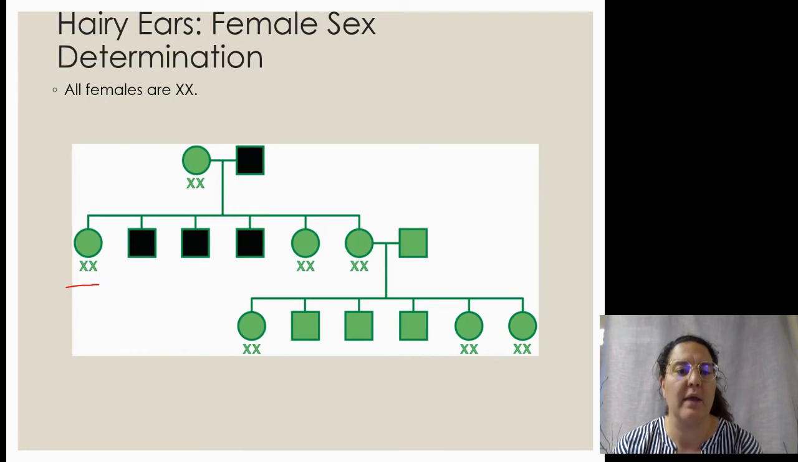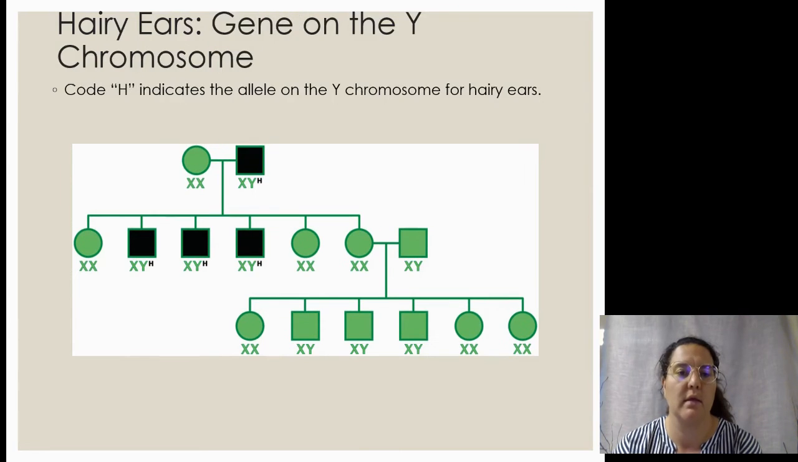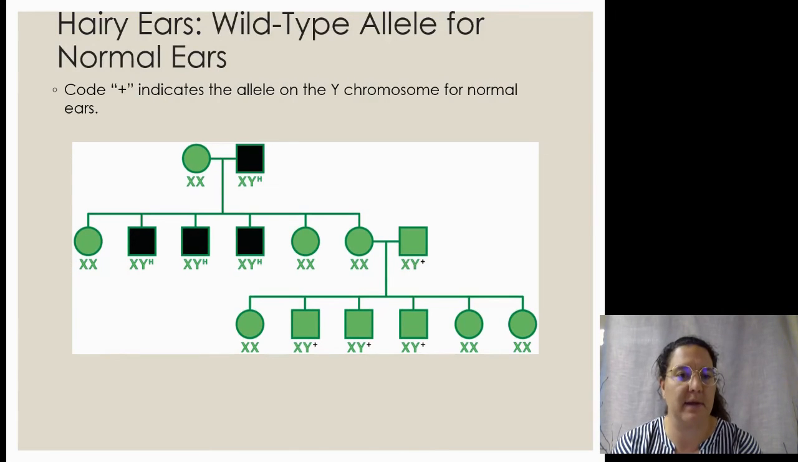So we can go through and give a genotype to all of the females, as there's no hairy ears trait because females don't have a Y chromosome and they can't carry it. All males can be given the XY chromosome because they have a Y, which makes them male. And then affected males have an uppercase H, indicating that they have hairy ears. And unaffected males, we just coded here with a plus sign, indicating that it is a normal allele coding for non-hairy ears.